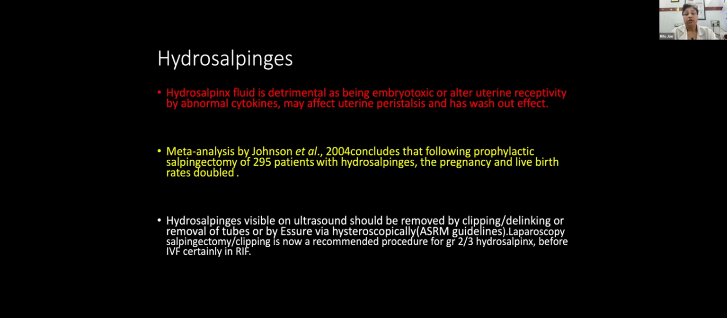Hydrosalpinges need to be treated adequately. We know they are embryotoxic and can cause altered uterine receptivity. The direction of the uterine peristalsis is changed, there are abnormal cytokines, and a flush out effect. Clipping or removing is again a controversy. Some people prefer clipping as it maintains the blood supply. Anyway, adequate drainage has to be assured.